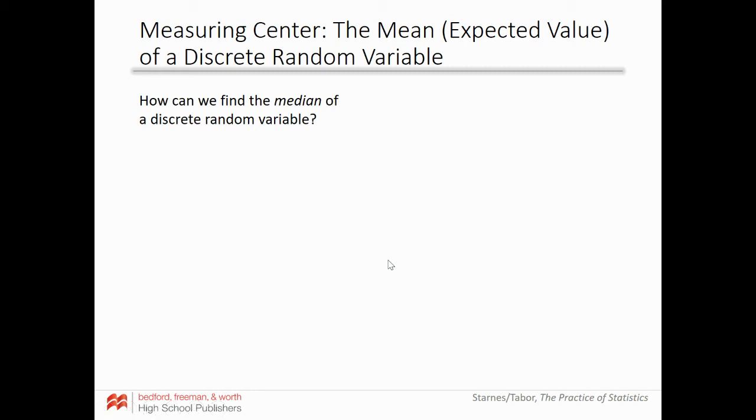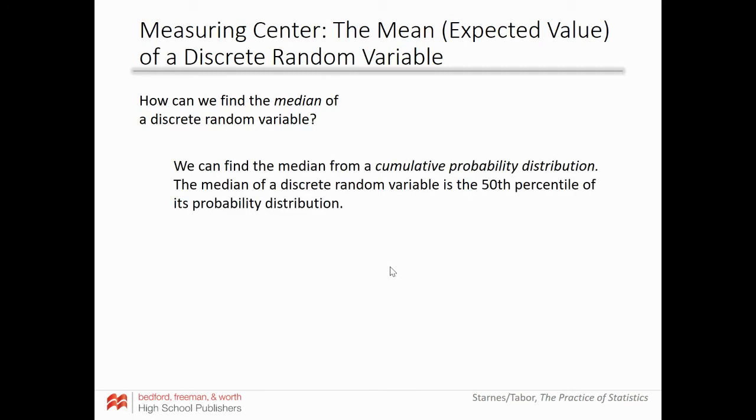So how can we find the median of a discrete random variable? We can find the median from a cumulative probability distribution. The median of a discrete random variable is the 50th percentile of the probability distribution, right? Same as before, 50% above, 50% below.